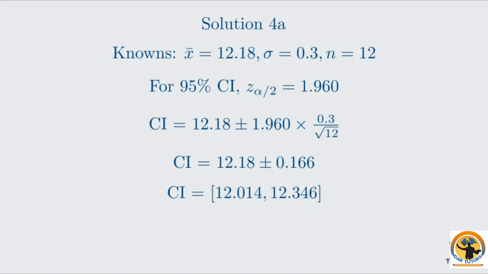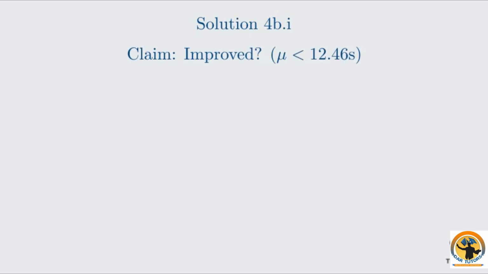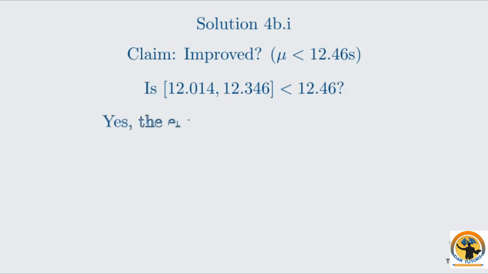Now, for part B. The first claim is that Joan's time has improved. Improved means her time should be less than her old mean of 12.46 seconds. We check if our entire confidence interval from 12.014 to 12.346 is below 12.46. It is. The highest value in our interval is 12.346. Since the entire interval is below 12.46, we can be 95% confident that her new mean time is lower than her old mean time. Her time has likely improved.